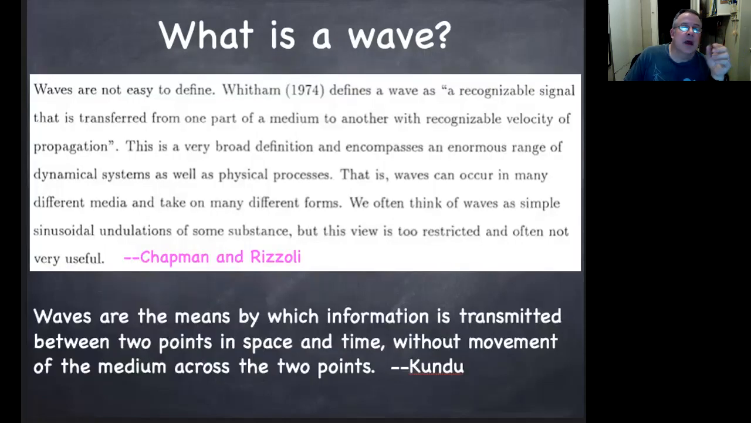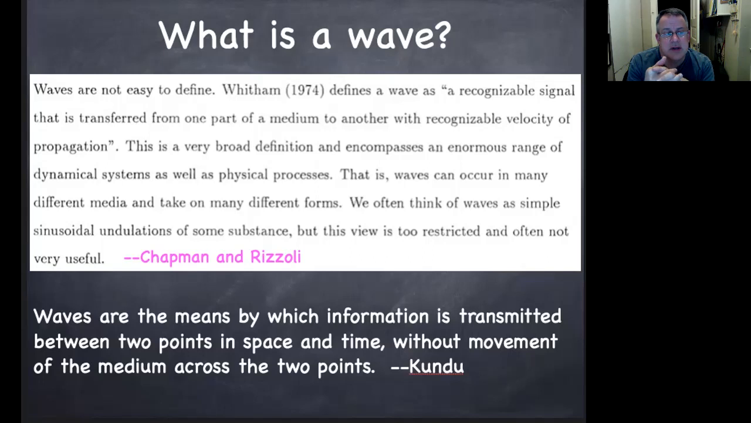Cool. Okay. So from a mathematical perspective, there's a great book on waves by Whitham. And he defines a wave as a recognizable signal transferred from one part of the medium to another with a recognizable velocity of propagation. Pretty vague. Waves occur in many different kinds of media and take on many different forms. We can often think of waves as simple sinusoidal undulations, but that's too restrictive and not very useful.